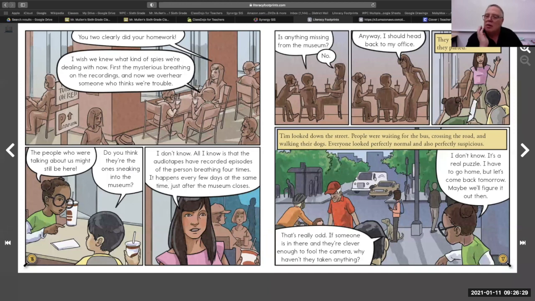Tapes? Drake, that's a good guess. If I was to put tapes in there, would it make sense? All I know is that the audio tapes have recorded tapes of the person breathing 4 times. Kind of makes sense. Okay. Have you ever heard, make a connection, try this.